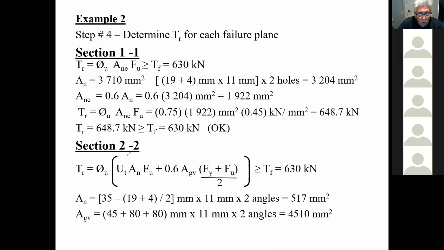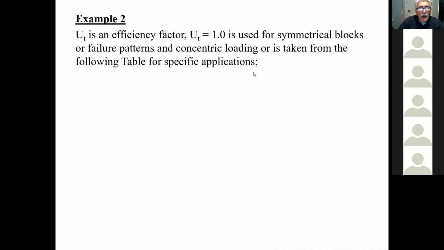Okay. So now we'll talk about this. Here, the U is the efficiency factor. U equal to 1 is used for symmetric block shear failures. In other words, if you have something that's very symmetric, let me just draw this so that you guys can appreciate this. For example, if the block-out is going to come out like this, the whole thing's going to come out. It's very symmetric. You can take a U equal to 1.0.